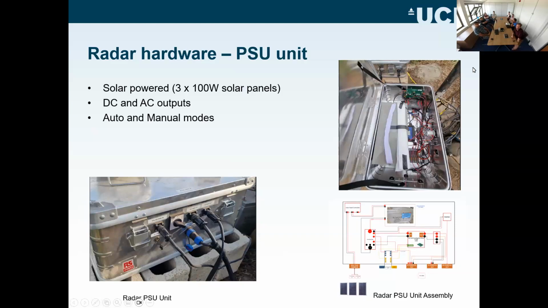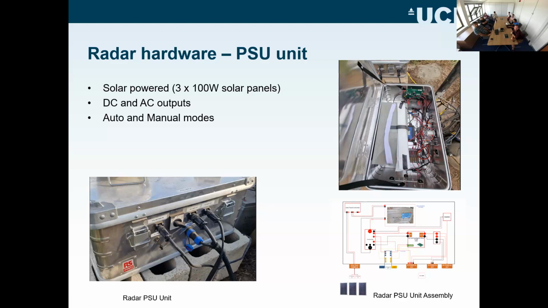So then to power all of this, obviously you need a power supply unit. We ended up putting together 300 watt panels. This is more than what the radar wants, but it's always good to have a bit of margin. The power supply has the main battery in the power supply box, but we also had another bank of batteries, all daisy chained together to provide a bit more juice. This power supply provides 12 volt DC and AC, and it has an auto and manual mode.